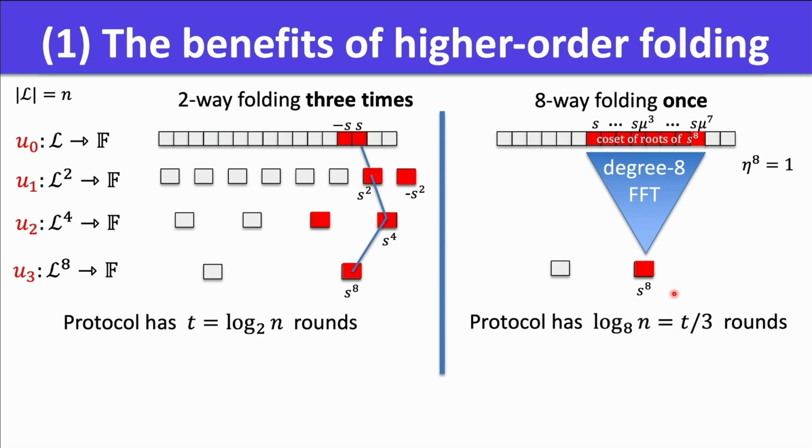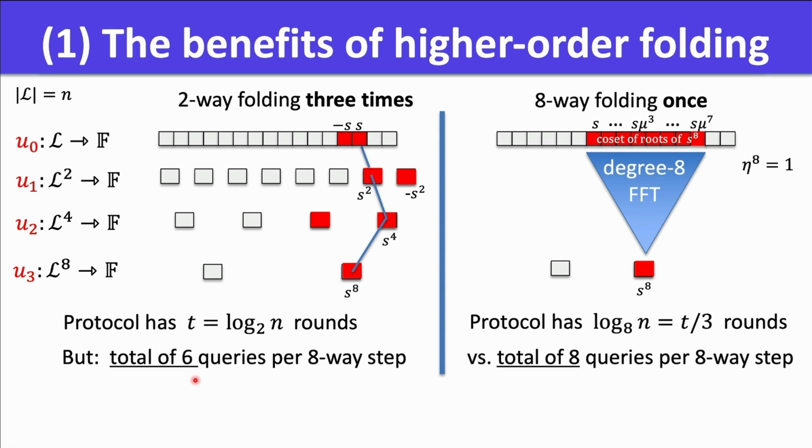So let's compare the two methods. First of all, since we skipped over U1 and U3, it means the protocol now only has log base 8 rounds, which is 1/3 of the rounds of the original protocol. Fewer rounds means the prover has to send fewer Merkle commitments. Also, the prover has to compute 1/3 as many Merkle commitments. So it's less work for the prover, and also it's a shorter proof.